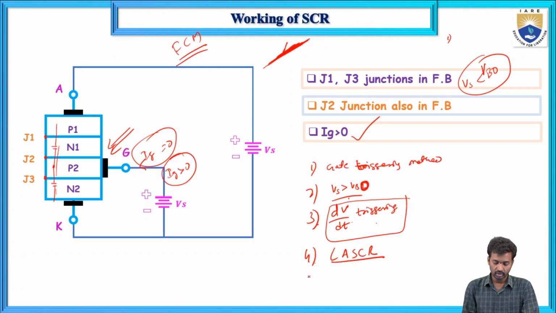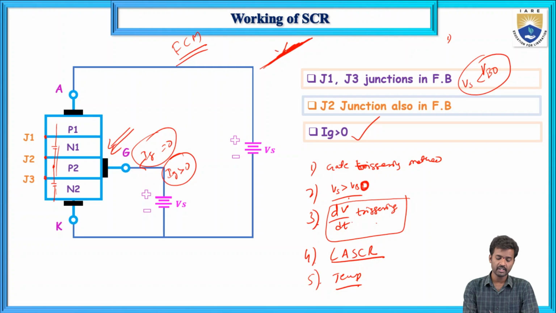silicon controlled rectifier. Next, the fifth method is the temperature triggering method, which means if you give a huge amount of temperature, the J2 junction goes from reverse bias to forward bias and current flows from anode to the cathode. This is the temperature method. So these are the five methods to turn on the SCR.